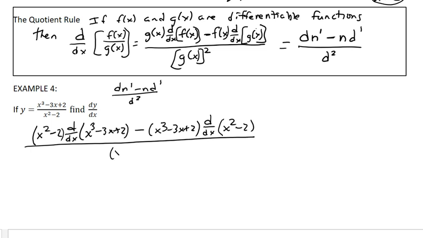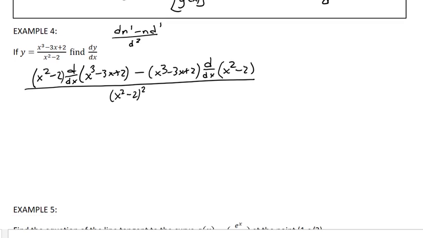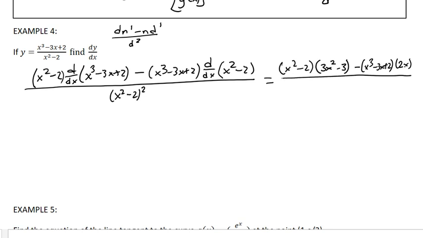Let's fill in our derivatives here. It would be x squared minus 2 times the derivative of that, which is 3x squared, minus 3, minus the x cubed minus 3x plus 2 times the derivative, that would be 2x, all over x squared minus 2 squared. Again, this would now be an unsimplified version of the derivative. This would be the quotient rule.